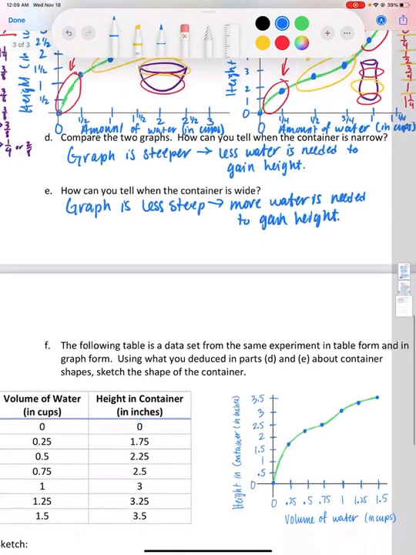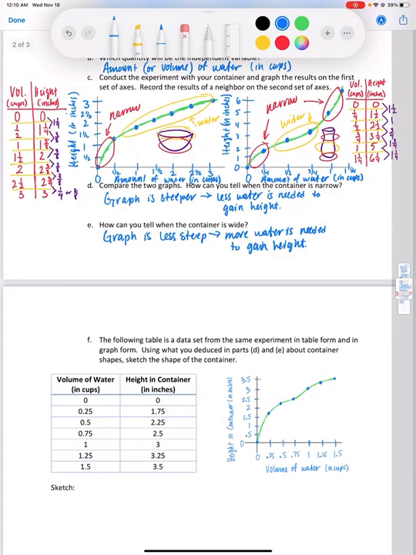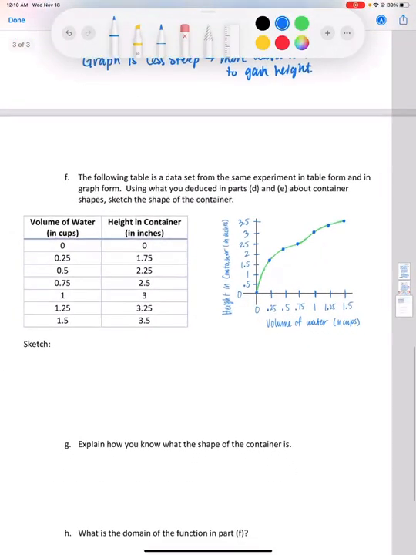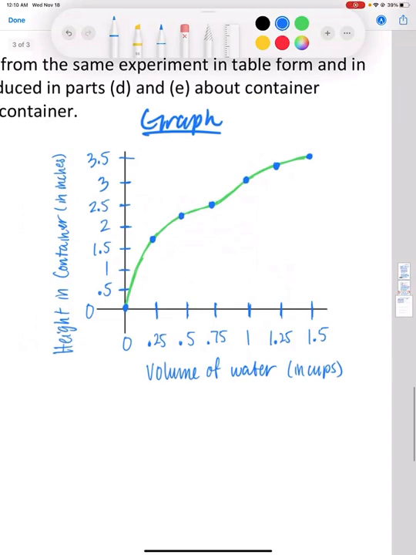Okay, so functional relationship. Okay, we can tell something about the real life. Okay, let's take a look at this table here. And from this table, we did the same experiment. And using what we deduced in parts D and E about narrowness and wideness, let's sketch the shape of the container. Okay, so we have our table form. Okay, so those tables are a little bit harder sometimes to see, but we have our function graph, our graph form. With this picture, we can kind of see more. Let's take a look at what's going on here.